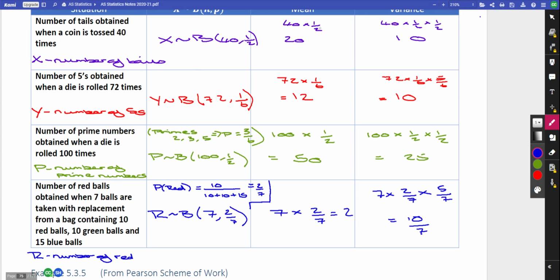I think finding the mean and the variance is just following a basic formula, isn't it? So that should be okay, but picking out the information from the question in order to be able to write down what that binomial is can sometimes be a little bit tricky.